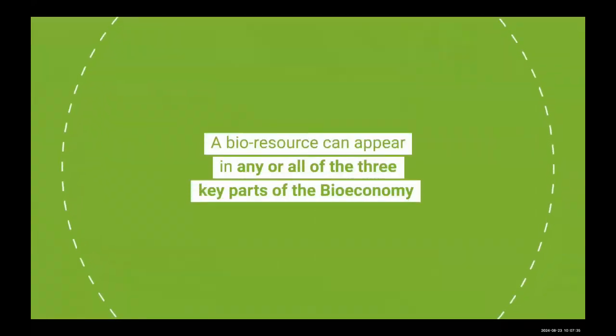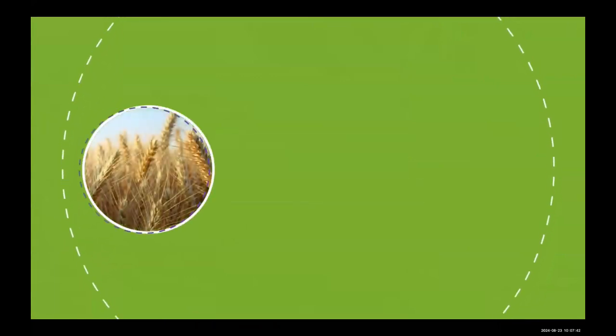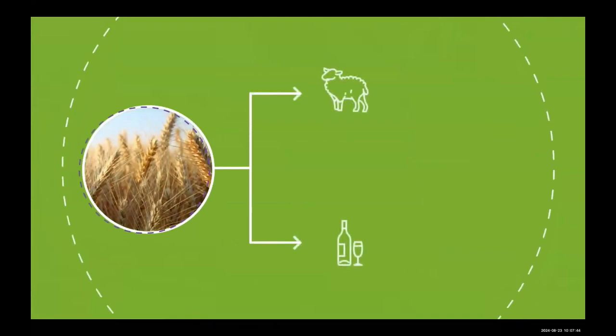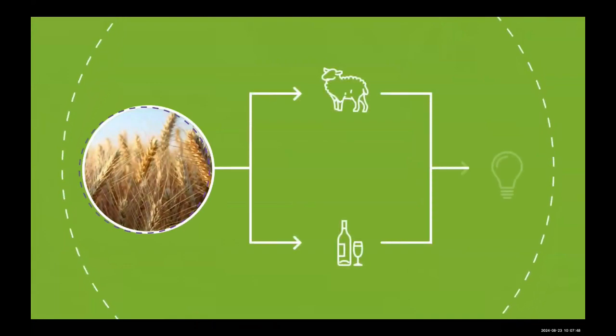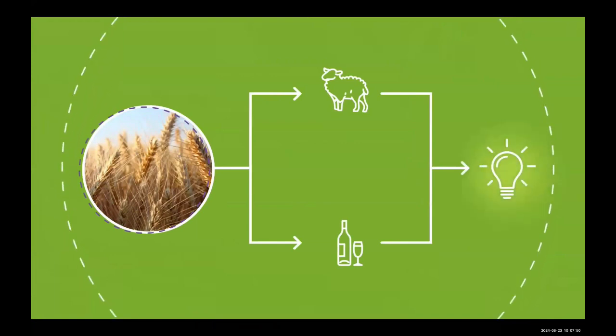A bioresource can appear in any or all of the three key parts of the bioeconomy. For example, a cereal crop like barley can be used as animal feed or processed to make alcoholic drinks. The straw that is left behind after the barley harvest can be used to generate energy.